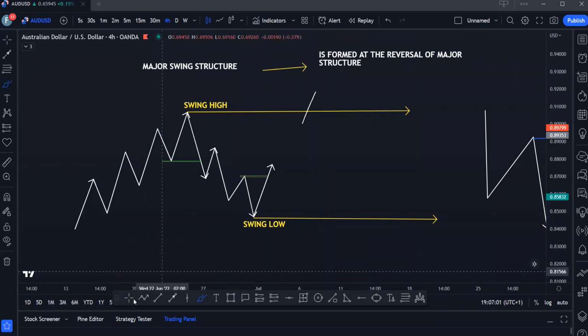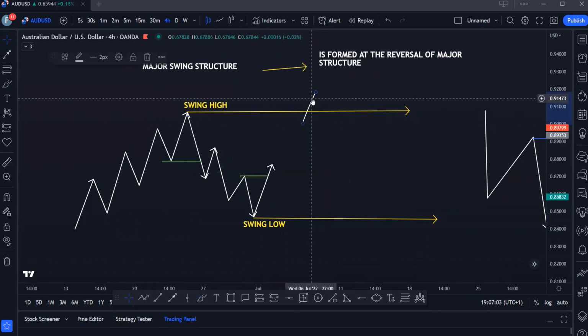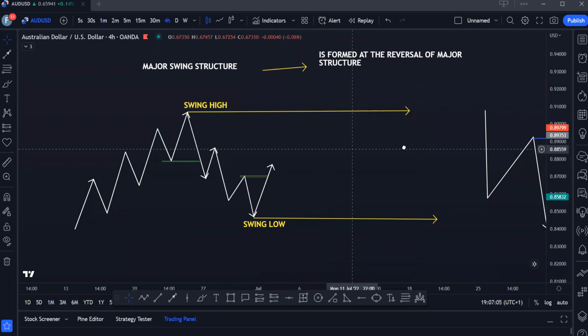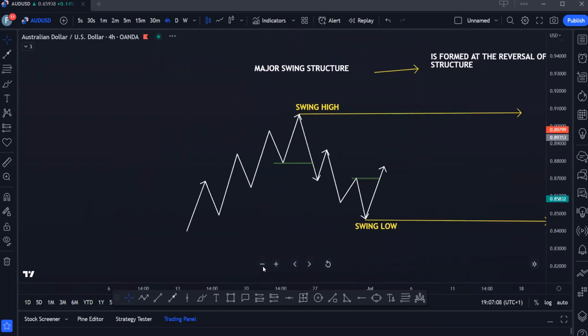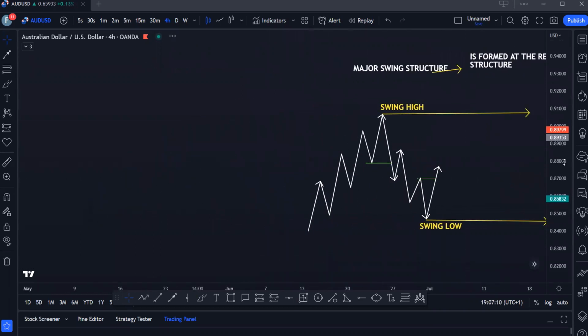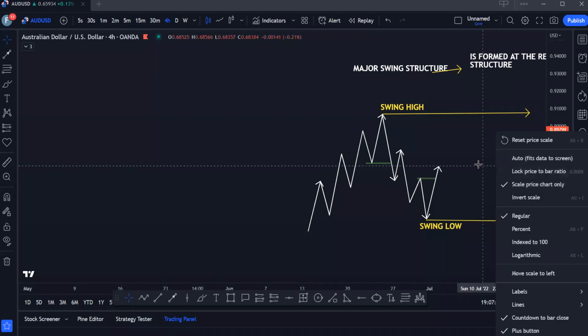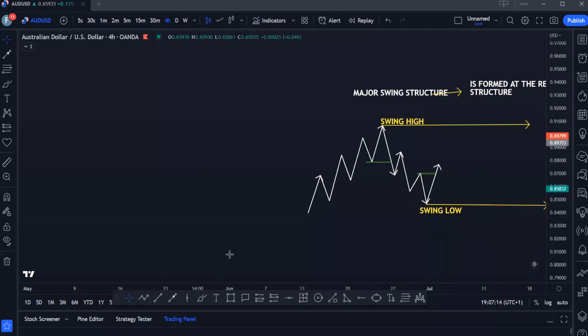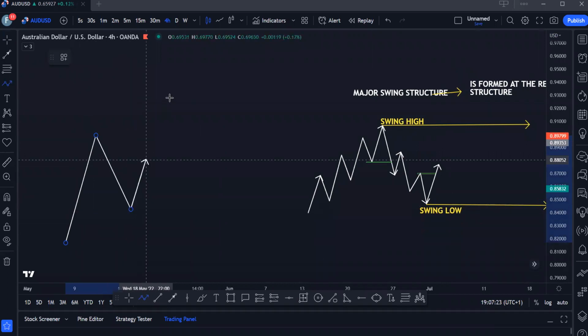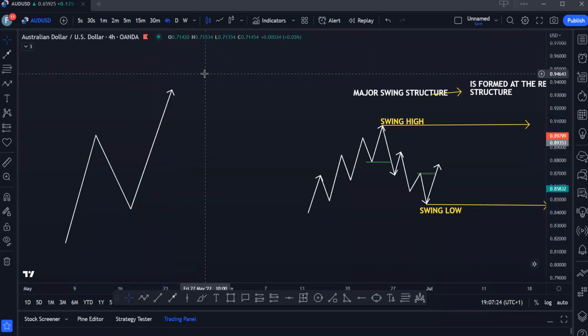Just the way you have price like this, market structure is quite interconnected. I just hope it's a bit clear to you. Just the same way you have price doing this, something similar to your market structure. Okay, so let's look at it from this perspective.